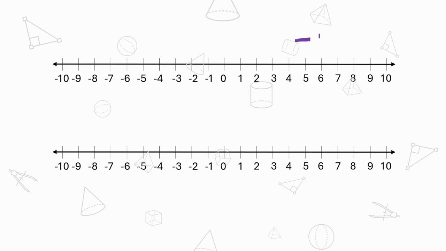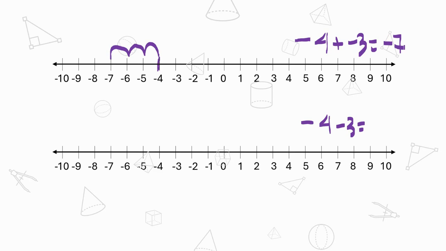I'm going to take -4 plus -3, and I'm going to compare that with -4 minus 3. Well, in both problems, I'm going to start at -4 on my number line. In my first problem, if I'm adding -3, that -3 is going to cause me to go to the left 3 spaces. I'm going to end up at -7.